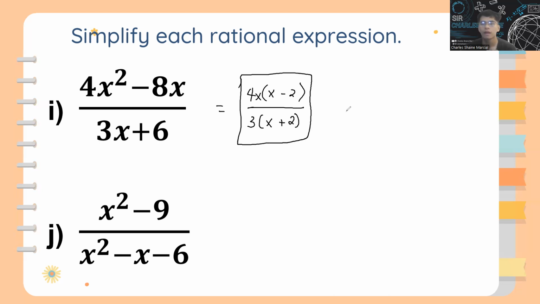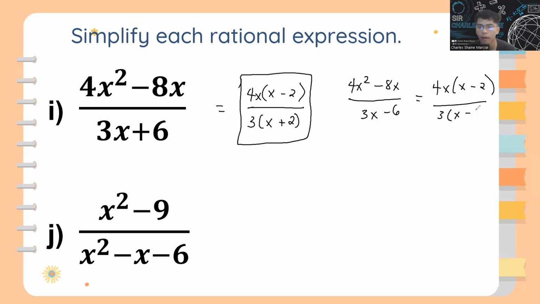So, what if yung naging problem talaga is 4x squared minus 8x all over 3x minus 6. So, dyan na tayo pwedeng mag-cancel dahil yung makukuha nating factored form is 4x times the quantity of x minus 2 over 3 times the quantity of x minus 2. So, dito, makakakuha na tayo ng common factors na x minus 2. And the answer will be 4x over 3.